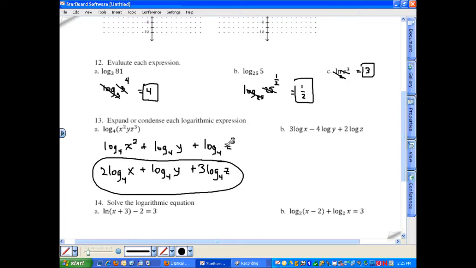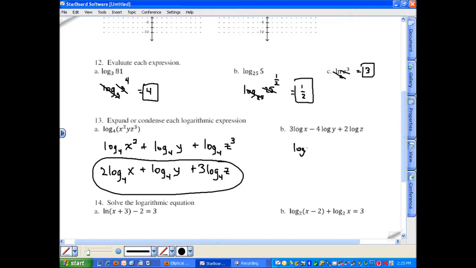So if you notice, the last property we applied here was the power property. We brought exponents down to the front of the logarithm. And that's what you do when you're expanding. When you're condensing, that's the one you start with. You start by moving numbers in front of logarithms back up as exponents. So all of these numbers in front of the logarithm need to move back up as exponents in the expression.